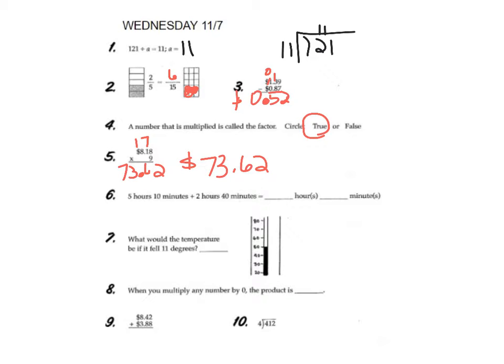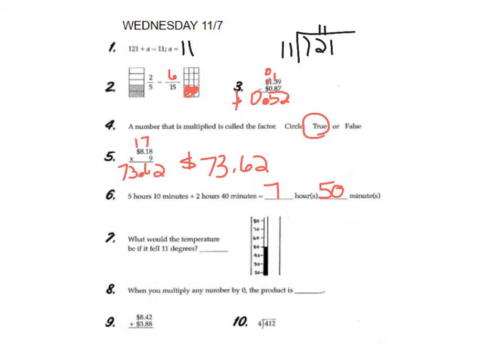For number 6, you have 5 hours, 10 minutes plus 2 hours, 40 minutes. So 5 plus 2 is 7 hours, and 10 plus 40 is 50 minutes. Now, if it would have gone over 60, or it's exactly 60 or over, then you would have to change it to hours. That didn't happen today.